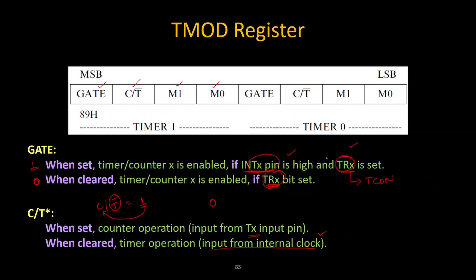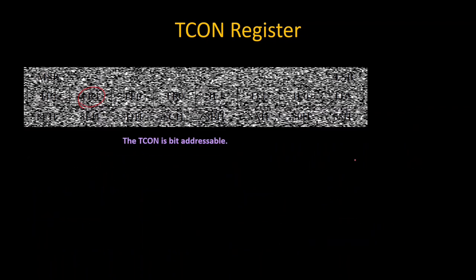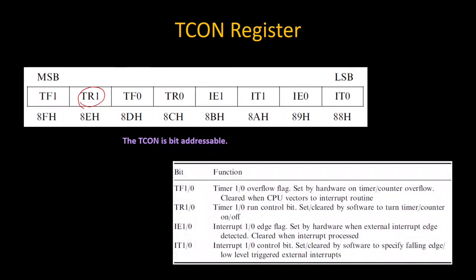This gate is going to be on when you have your TR register set, right? The same TR is going to be here inside your TCON register. This is for your timer 1. TF1 is for timer 1, TF0 is for timer 0. And these are going to be the interrupts provided for your timer 0 and timer 1.